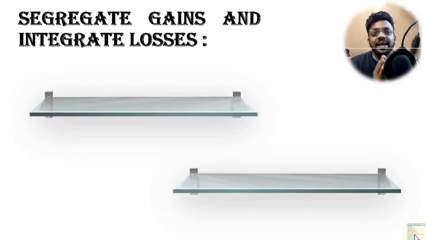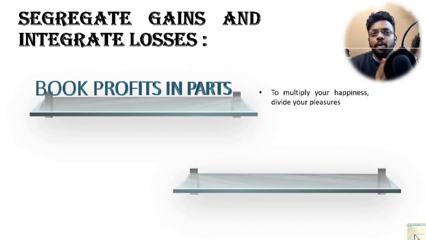The next advice is segregate gains and integrate losses. What does this mean? Parag Parikh says to book profits in parts. The reason behind doing it is to multiply your happiness and divide your pains.